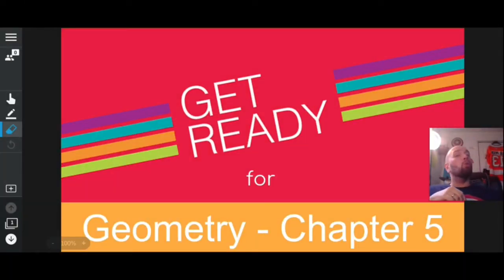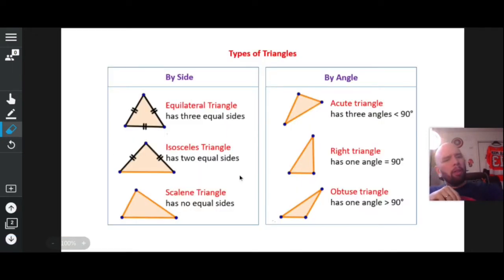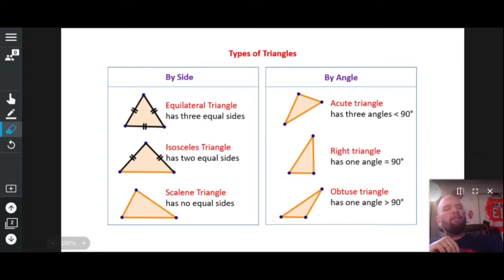Hello, hello. We're going to talk about Chapter 5 in geometry, or at least we're going to get ready for it, says the title screen. Chapter 5 deals with triangles just like Chapter 4 did. But one of the things that we really need to feel comfortable about is the verbiage that we use, the vocabulary, and the types of triangles that we're going to deal with.